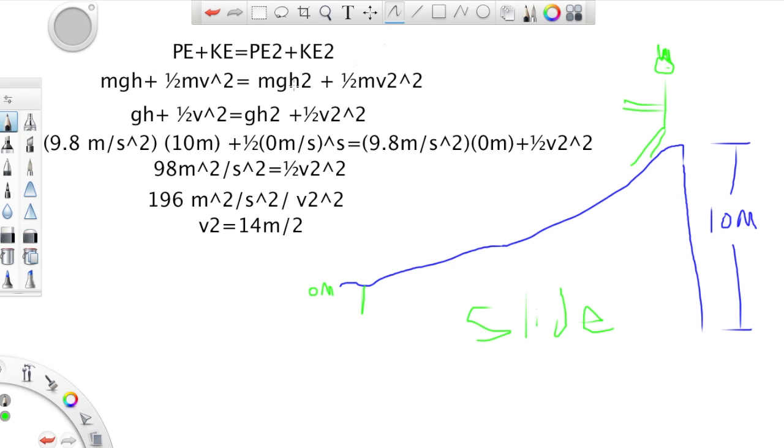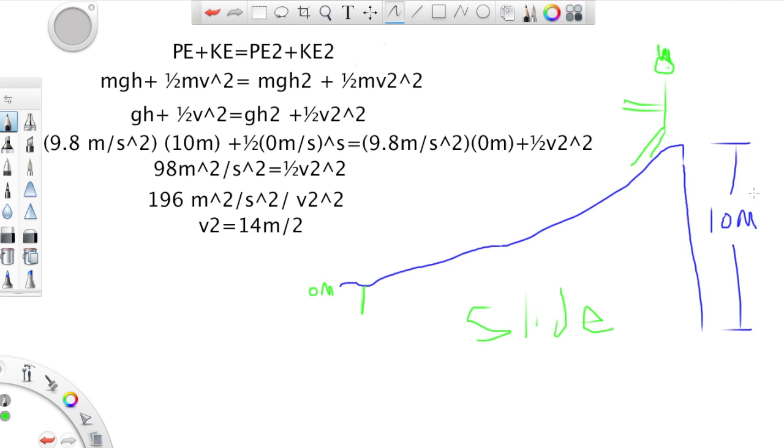So you do all this to get the formula, and then 9.8 meters per second squared times 10 meters high, as our example, plus 1/2 times 0 meters per second, since you're starting at rest, squared, equals 9.8 meters per second squared times 0 meters, since that's our ending height, plus 1/2 v2 squared. And then you get 98 meters squared per second squared equals 1/2 v2 squared. Then you times 98 by 2 and get 196 meters squared per second squared equals v2 squared. And then you square root both sides, and then you get v2 equals 14 meters per second.